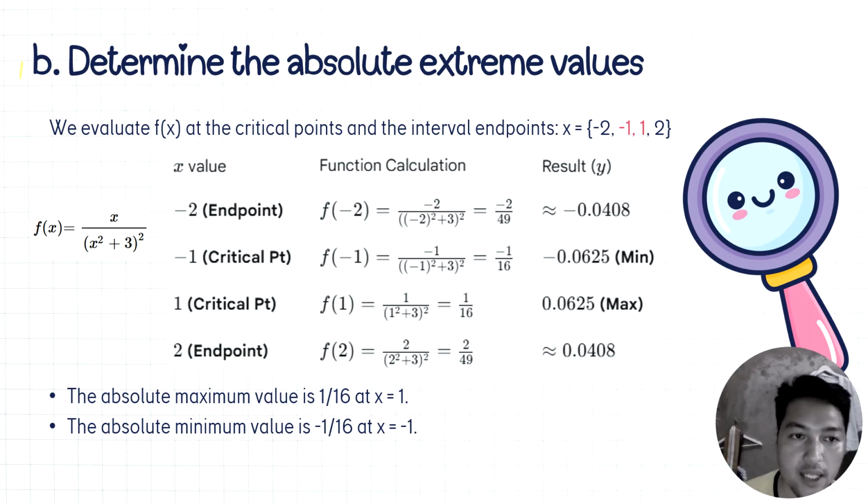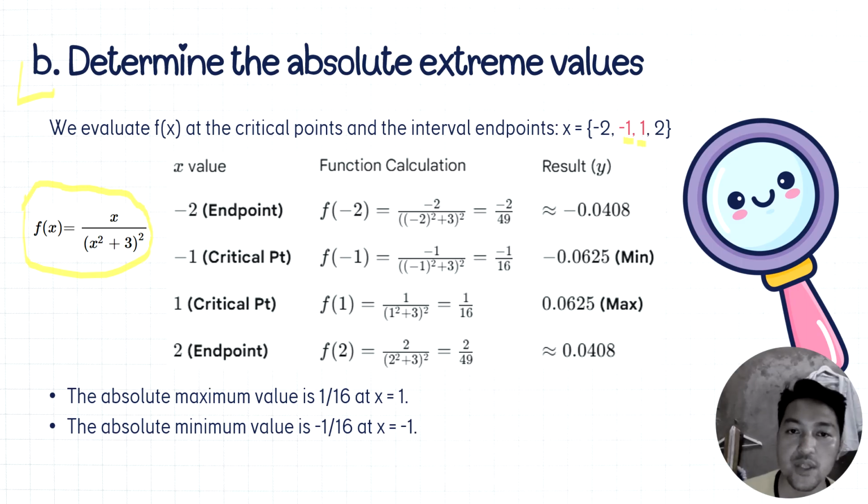Now let's jump to task B: determine the absolute extreme values. What we're going to do is simply use our original equation with the endpoints that were given to us, negative 2 and 2. And of course, we already know our other critical points, negative 1 and 1. We're going to use those to determine where our absolute maximum and absolute minimum values are.